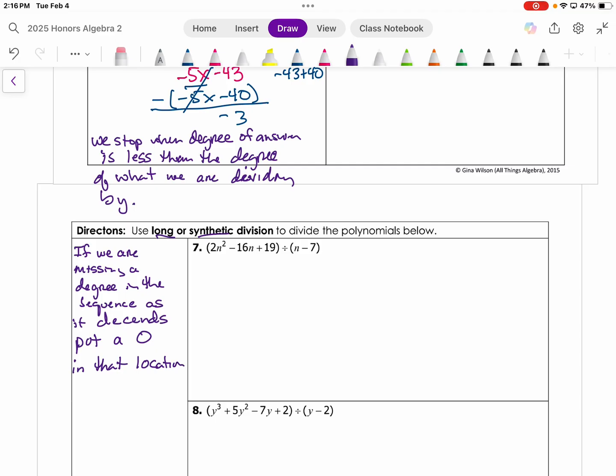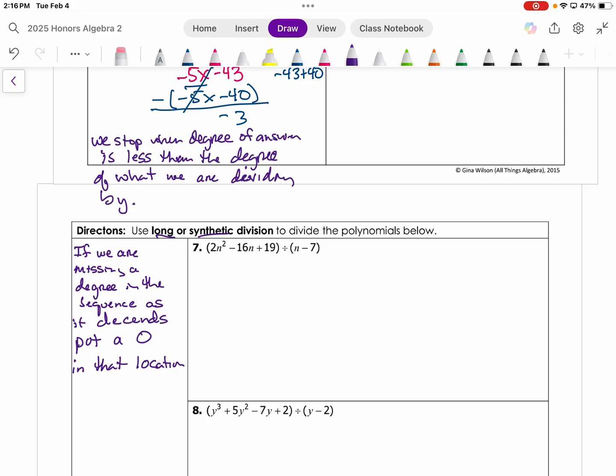Now, right now, we don't have an example of it, but I'll find one real quickly, and we'll do it on the next one. It goes back to lining up our place values is what we're doing, okay? So we are fortunate on number 7. We start off with n squared, n to the first, and then no n's. We're not missing a term in the descending power of the degrees of our exponents.